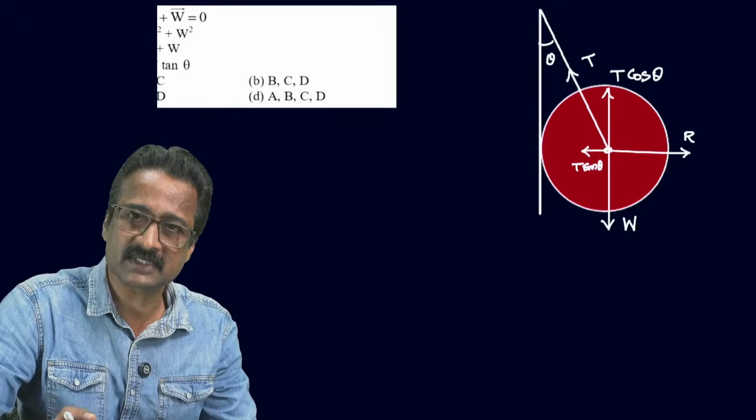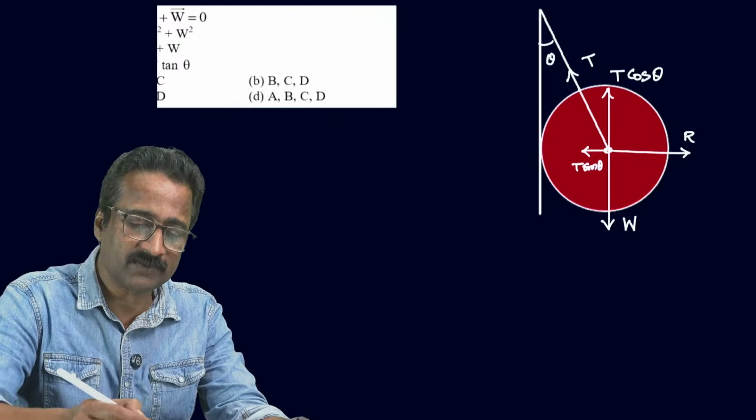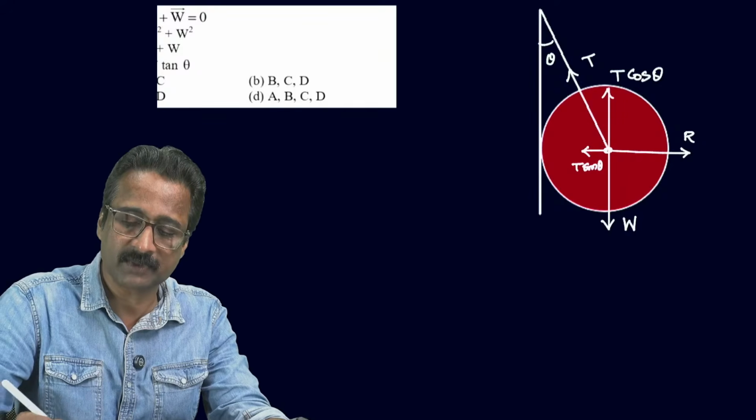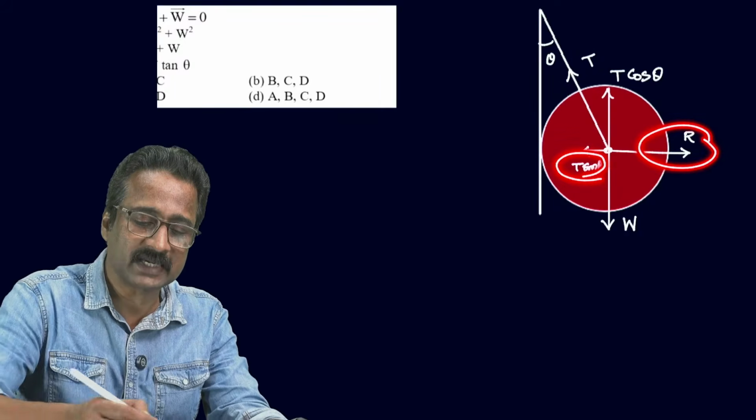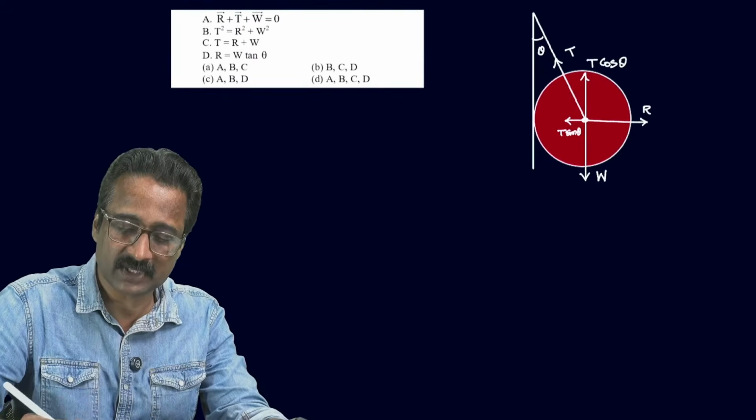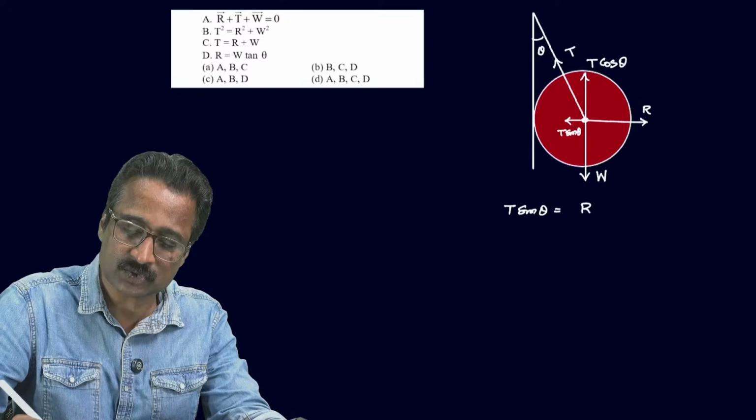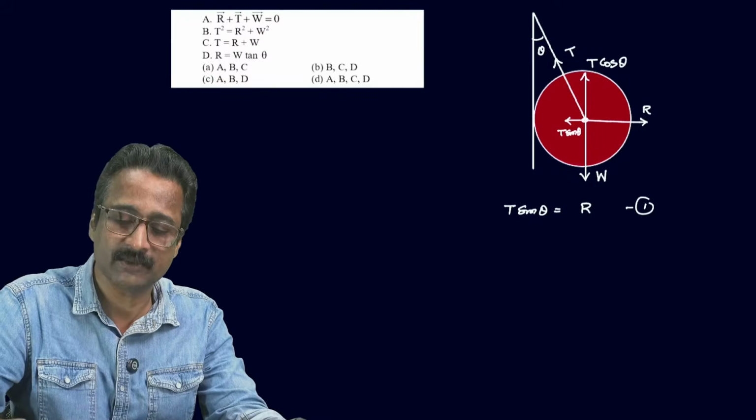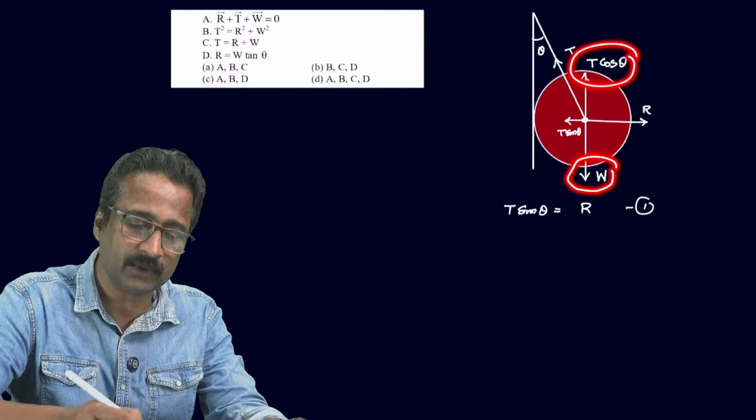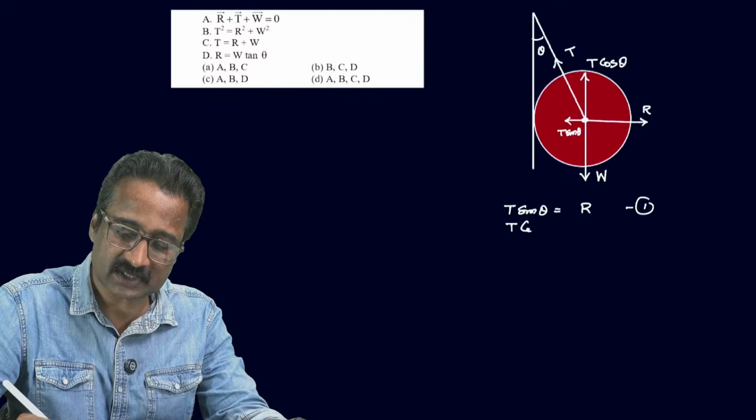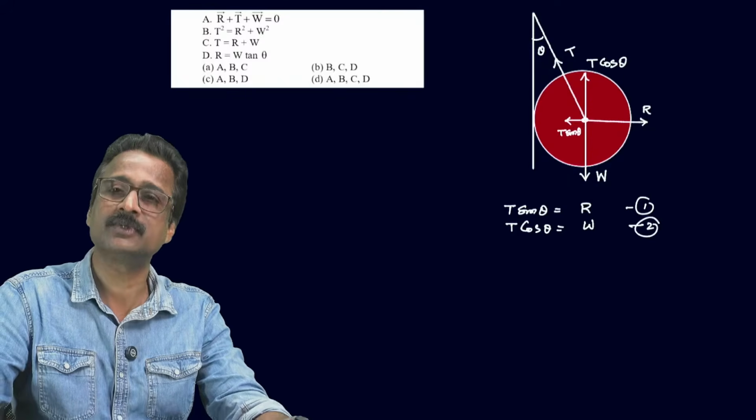Now the only difference is that T is being resolved into T cos theta and T sin theta. Now look at the vertical and the horizontal equilibrium of the body. T sin theta is a force that balances R. So that is one equation I can write here: T sin theta is equal to R. That is equation number 1. Secondly, this T cos theta is a force that balances W. So T cos theta is equal to W. That is also true. That is equation number 2.